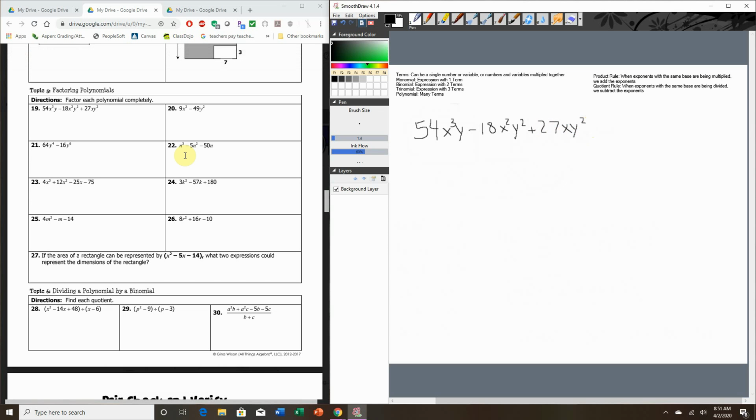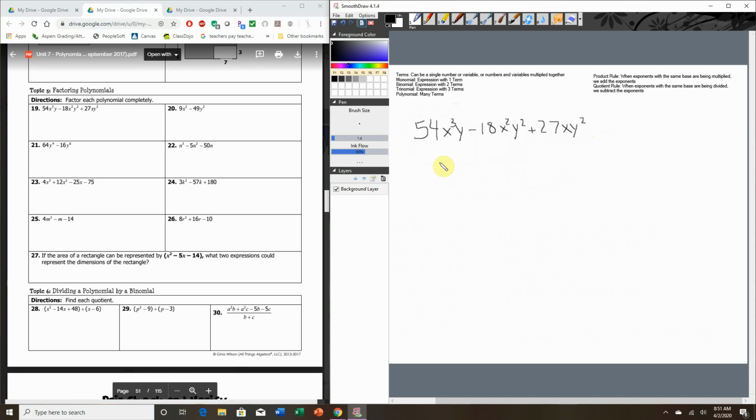What that means is you're going to have to find the greatest common factor of the polynomial. In this case we have three terms, so we're trying to find the greatest common factor of a trinomial. So the first thing we're going to do is check each coefficient. Remember, coefficient is the number attached to a term. So in this case we have 54, negative 18, and 27. We're going to find the greatest common factor of those three numbers first.